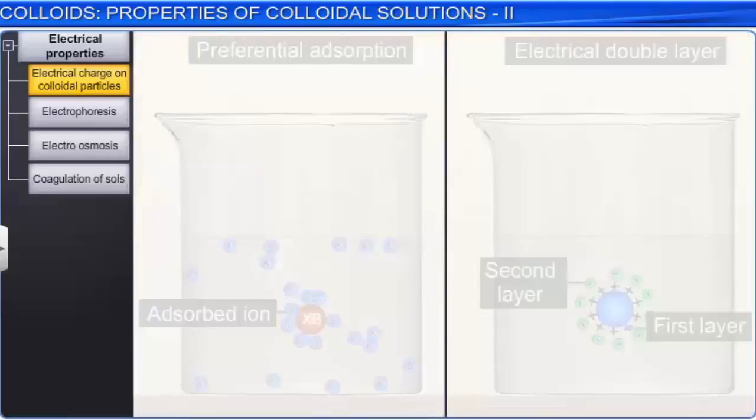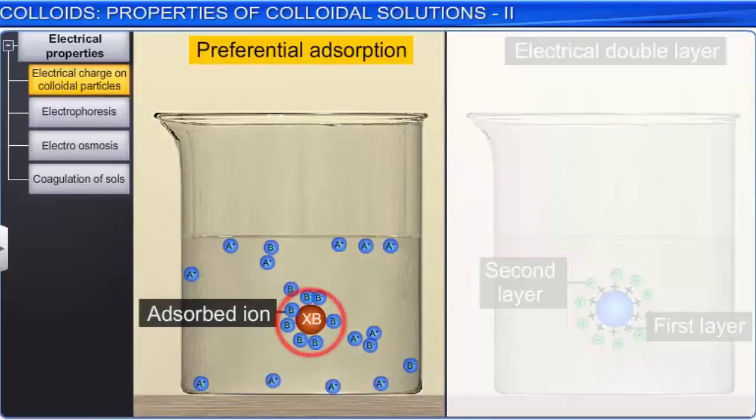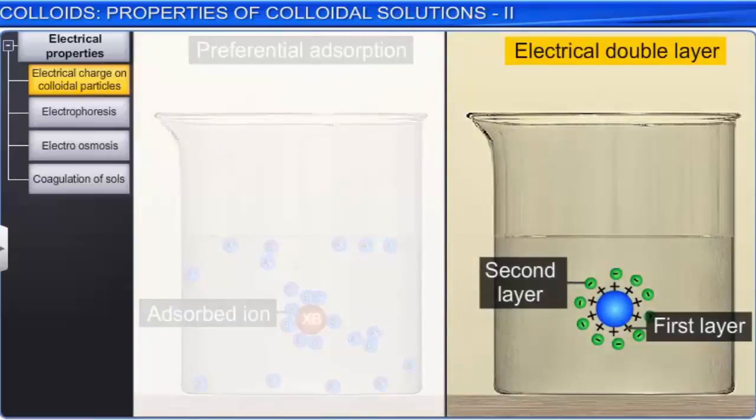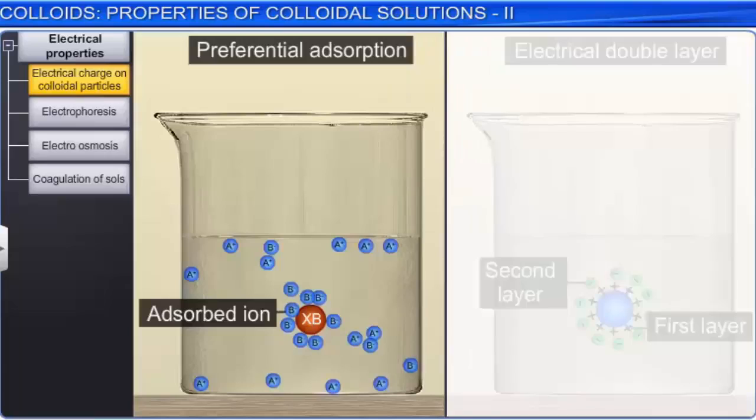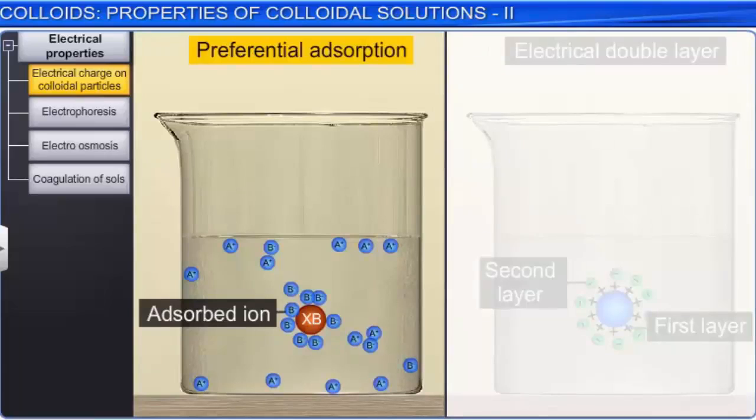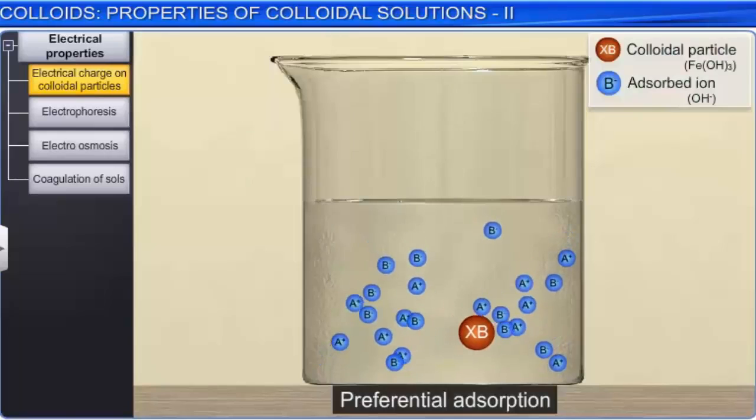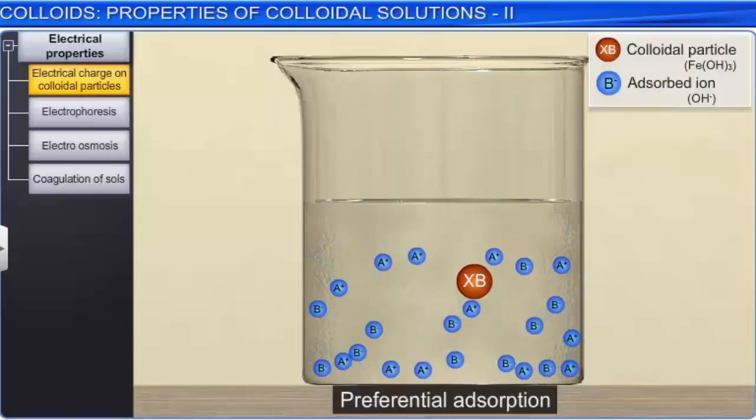The electrical charge on colloidal particles may be due to several reasons. These include electron capture by the colloidal particles during electrodispersion of metals, preferential adsorption of ions from the solution, and the formation of an electrical double layer. Let us discuss the most accepted reason first, the preferential adsorption of ions. Colloidal particles have the tendency to preferentially adsorb a particular type of ion from the solution.